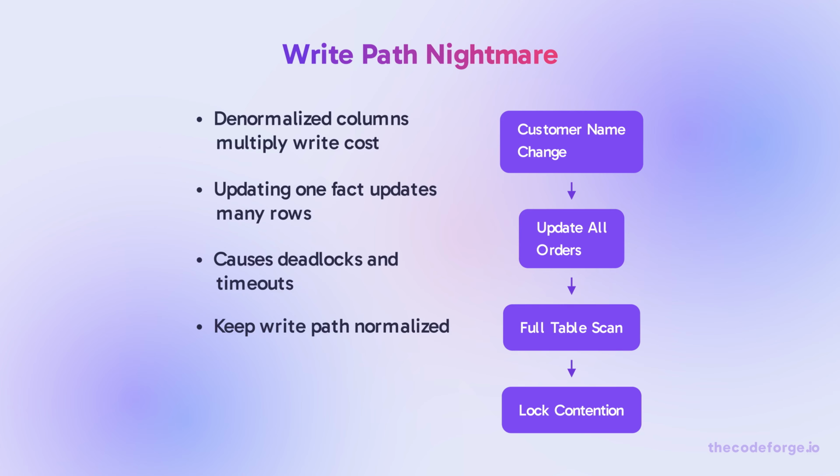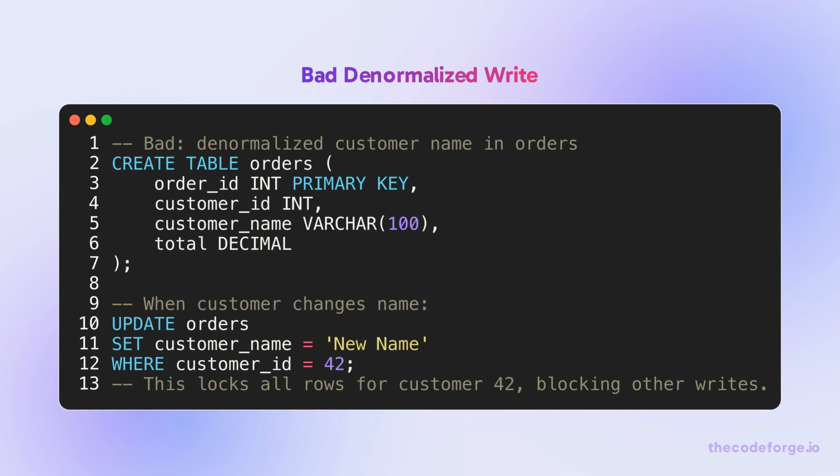Every denormalized column that's derived from other data multiplies your write cost. For example, storing customer name directly in the orders table means that when a customer changes their name, you must update every order they ever placed. This causes full table scans and lock contention, leading to deadlocks and timeouts. This is a bad design.